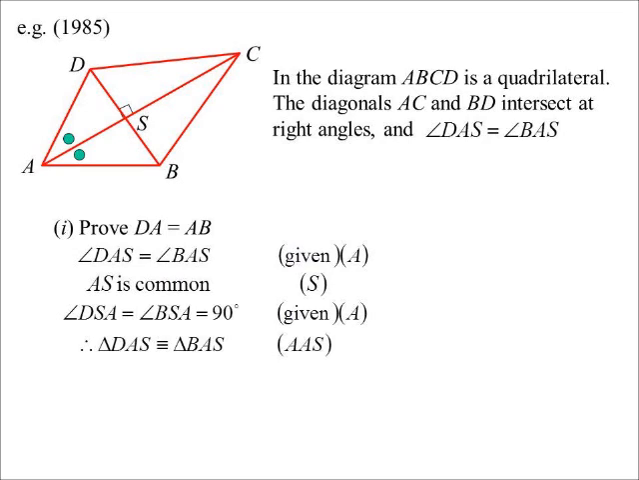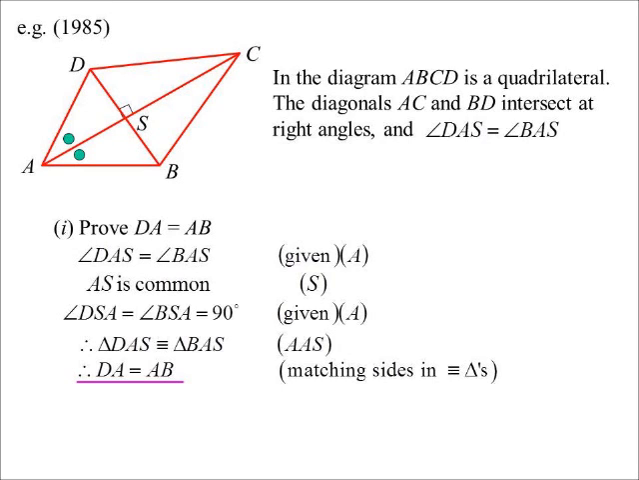Okay, well, I've got it, haven't I? So there we go. I've got angle, angle, side. So therefore, DA is AB. I've used the phrase matching sides in congruent triangles. It's probably what most people use. It is okay to say corresponding sides in congruent triangles. Remember, the word corresponding means in the same position.